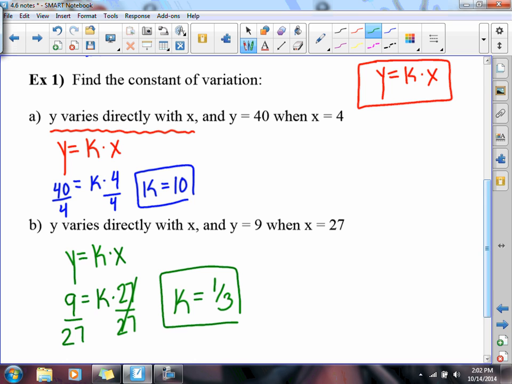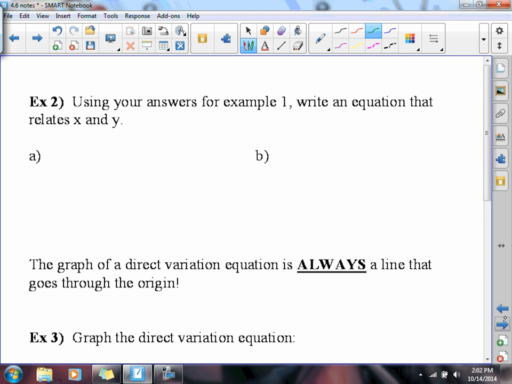So now in example 2, they're going to want us to write an equation that relates x and y. And when you want to write that equation, remember we're using the y equals k times x. But in example 1, we found the k, we found the constant. So in part A, I would rewrite this equation, but I would put a 10 in the place where the k is, because I found the constant between 40 and 4 to be 10. And for part B, I would rewrite that equation with a constant value of 1/3.